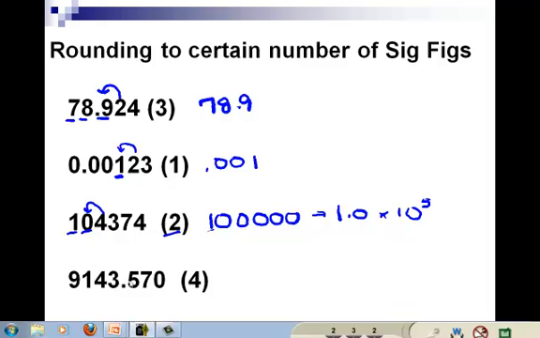Okay? This is the way you would get around this big number here. And finally, this number, 1, 2, 3, 4. Will that 5 affect that 3? Yes, it will. So my answer is 9144. I hope this helps, and I'll see you on the next video.